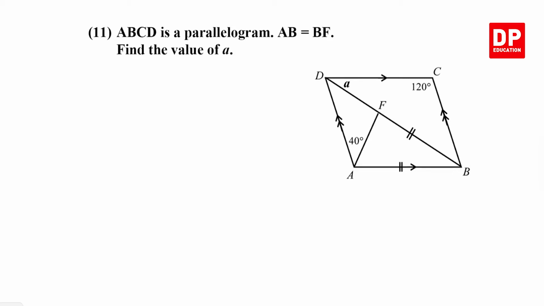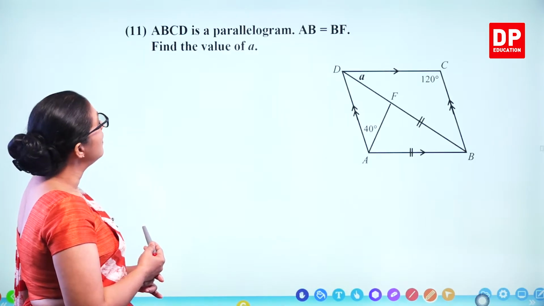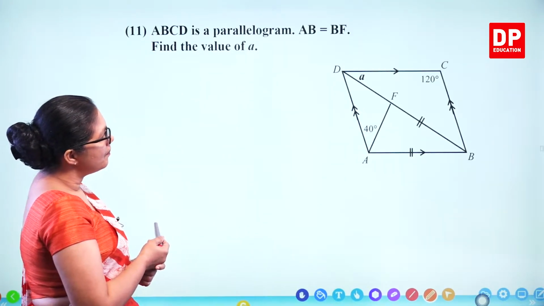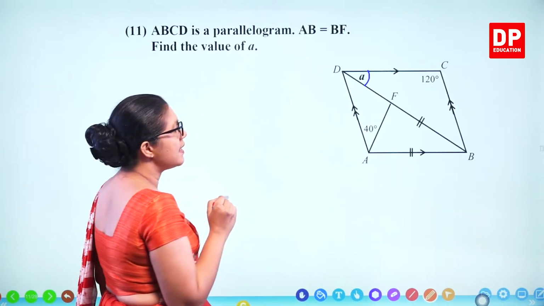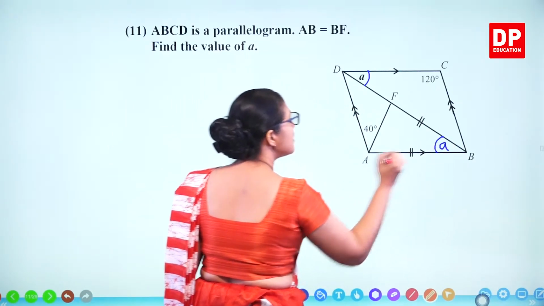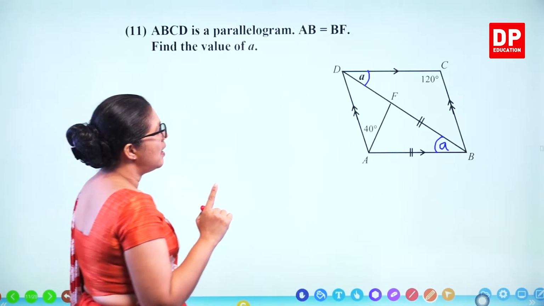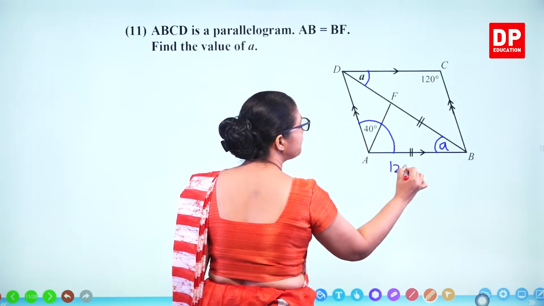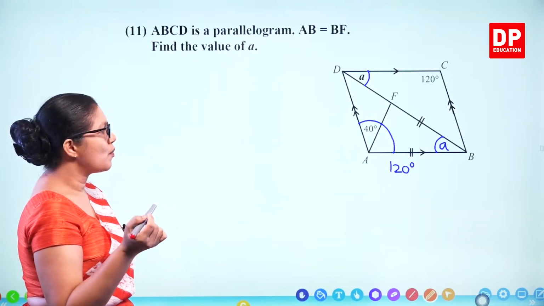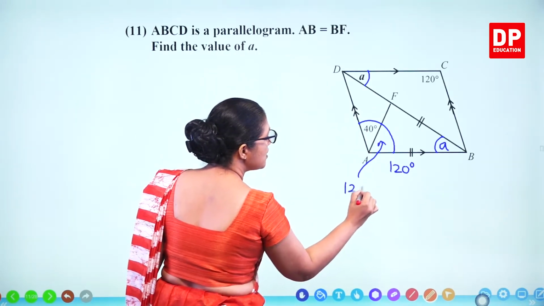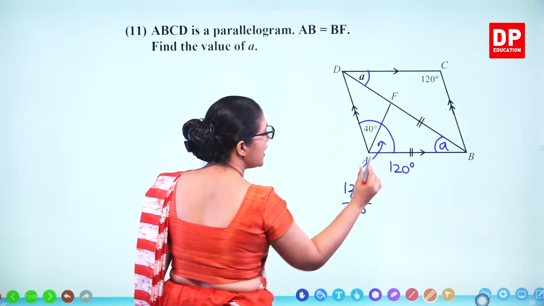Question number 11. ABCD is a parallelogram. It's already marked. AB equals BF. These two lengths. Find the value of A. This angle. So look carefully and see. If this is A, this is A. Alternate angles are equal. And what else can we write? If this is 120, this whole thing is 120. Opposite angles of a parallelogram are equal. If this is 120 and this is 40, so what is this angle? 120 minus 40. 80 degrees.